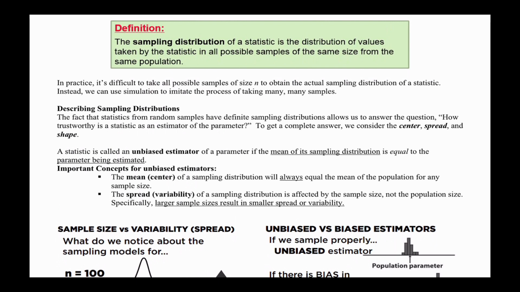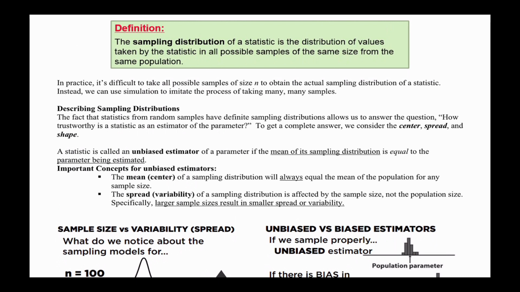The last thing we're talking about, we'll get to the bottom part later, is describing a sampling distribution. There are three things we use to describe any type of distribution. Center, tell me about the center. Tell me about the spread or variability. Tell me about the shape, right? Those are the three things. Hopefully those sound familiar. Center, shape, spread.